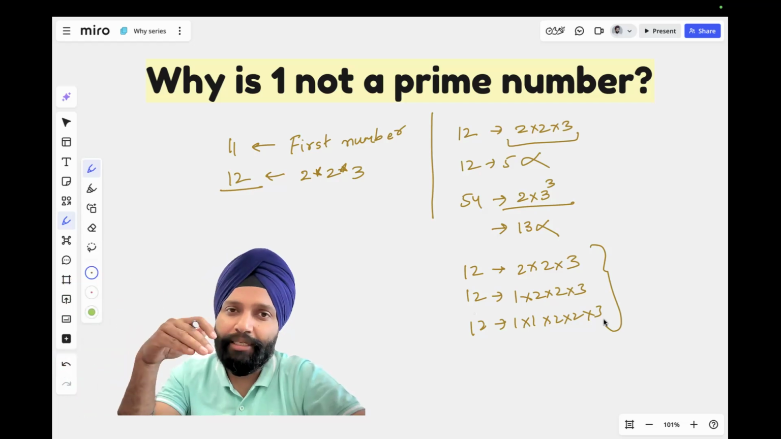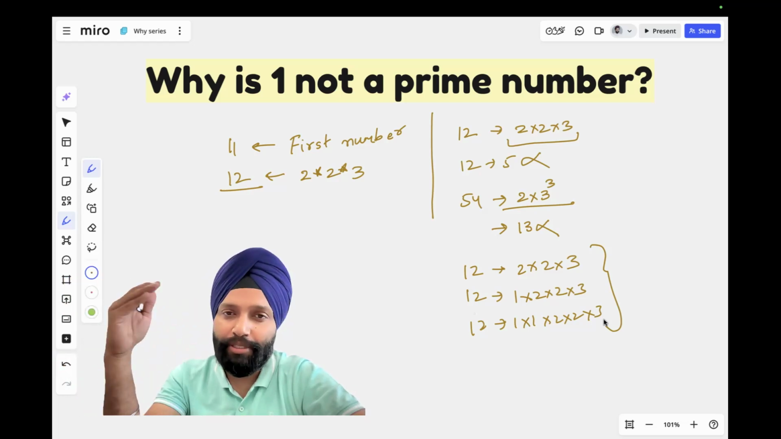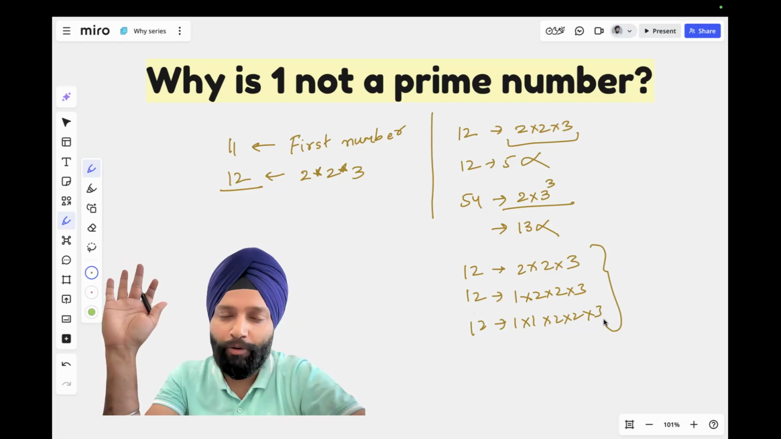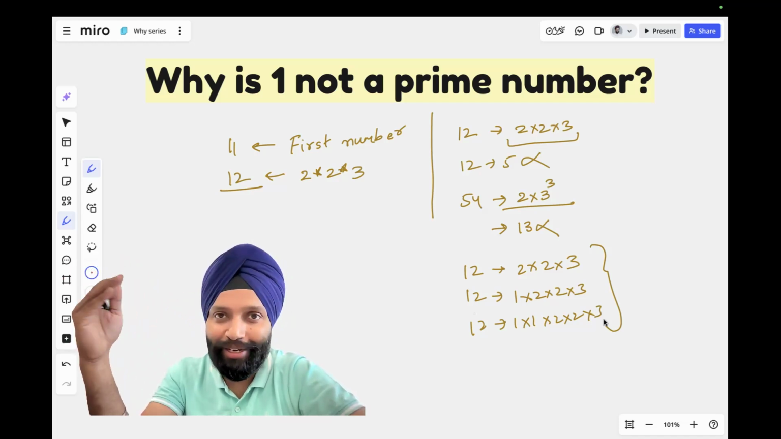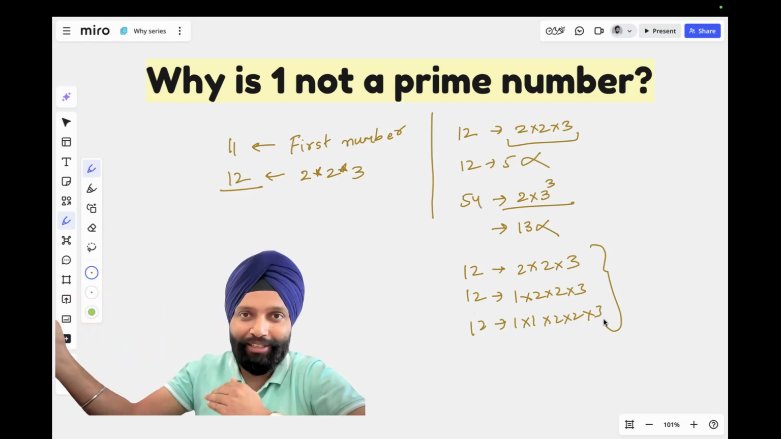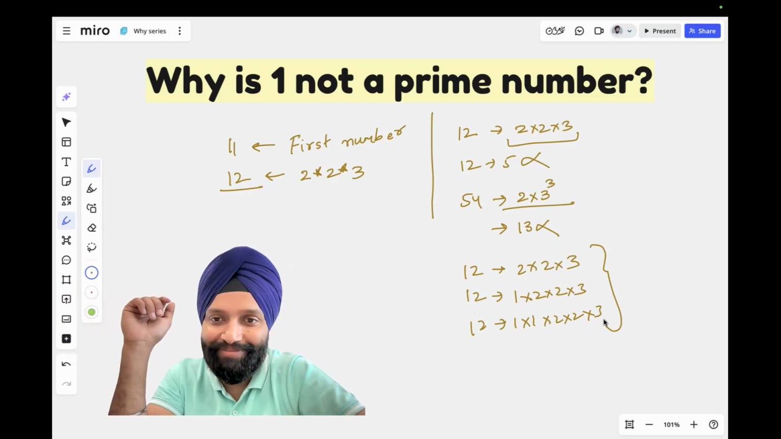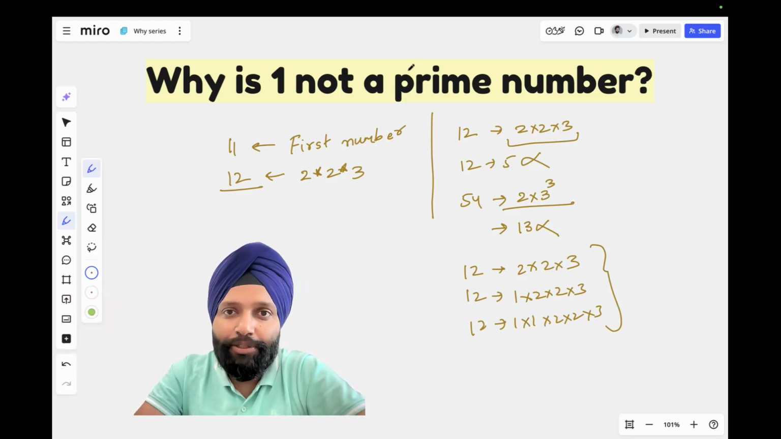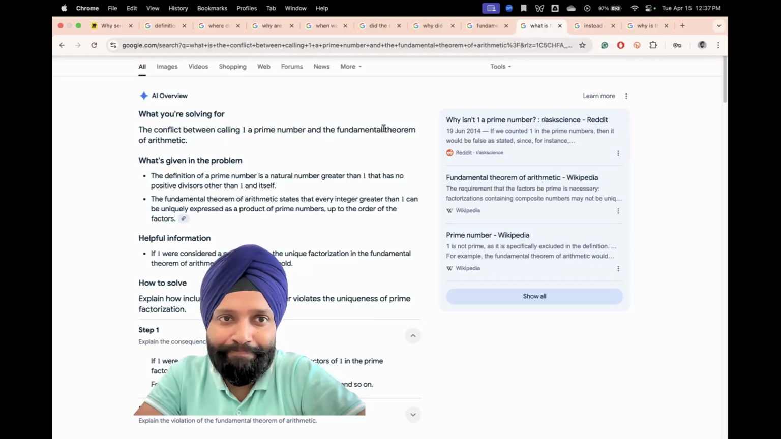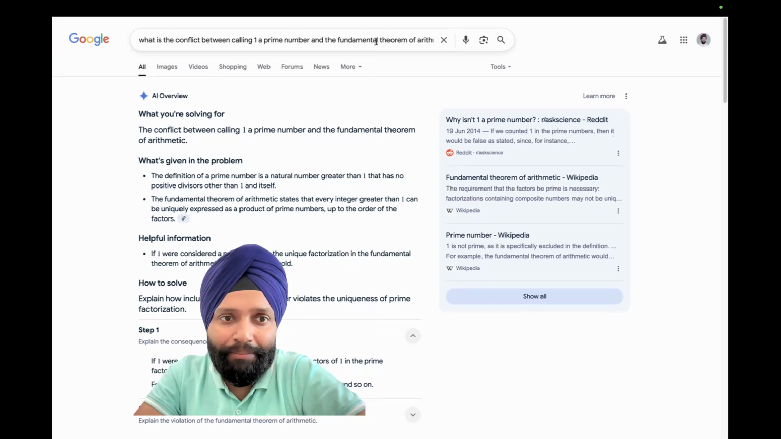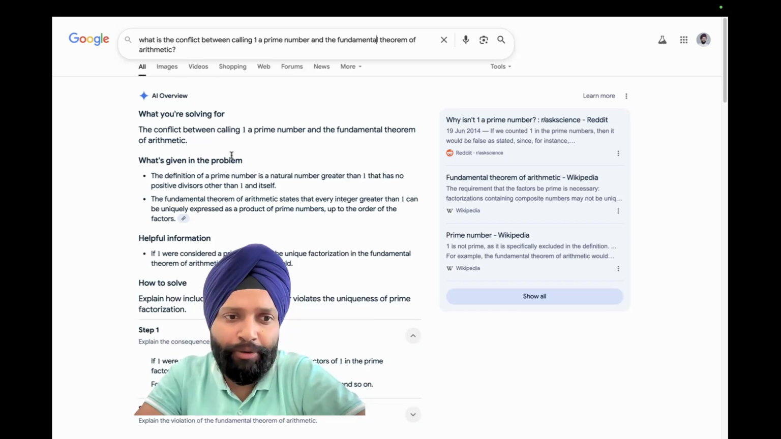Okay, so this is the reason it was decided that we will not call one a prime number. Then the definition of a prime number was changed to exclude one. This is the order of things. Okay. But then when I was reading all this, essentially one of the questions I asked was, what is the conflict between calling one a prime number and the fundamental theorem of arithmetic?